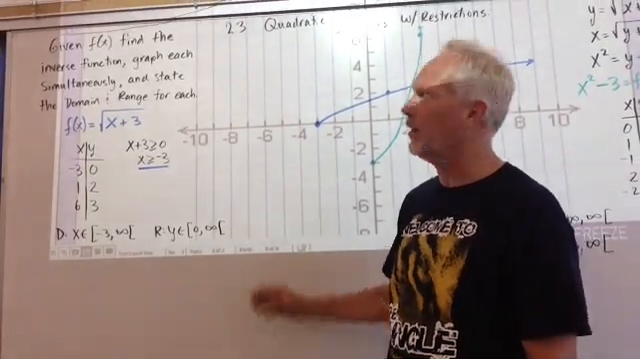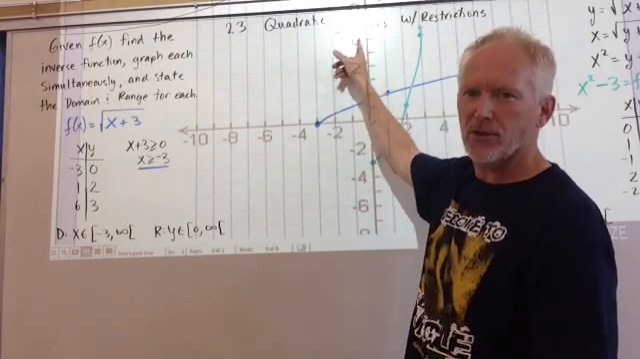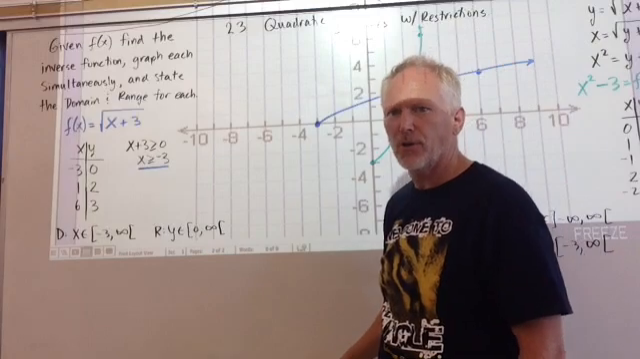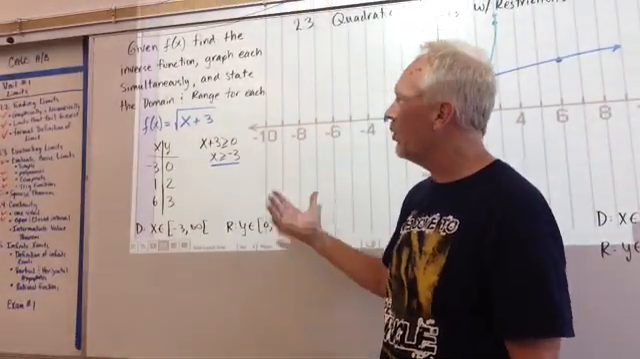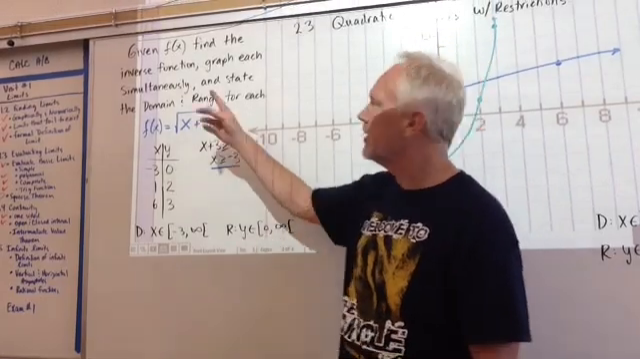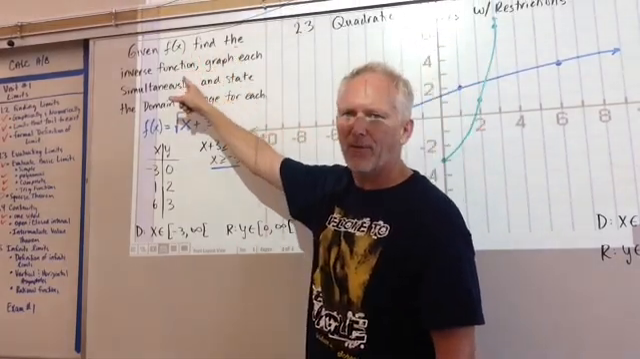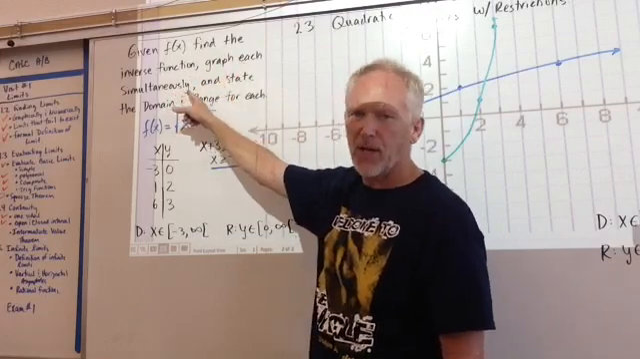I have a little video on chapter 2.3, quadratic inverses. It's kind of hard to see, I know, with restrictions. So the first thing we have to do is look at what the question says. It'll tell us, hey, given the f of x, find the inverse function, graph each simultaneously.